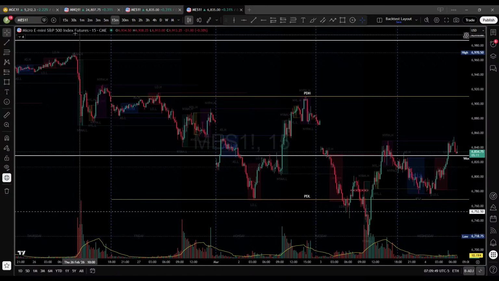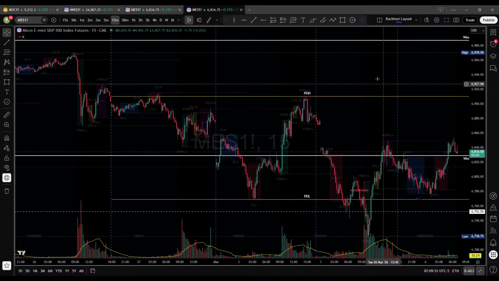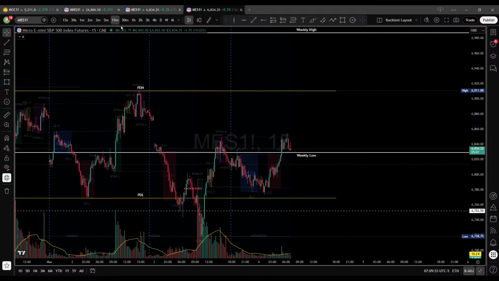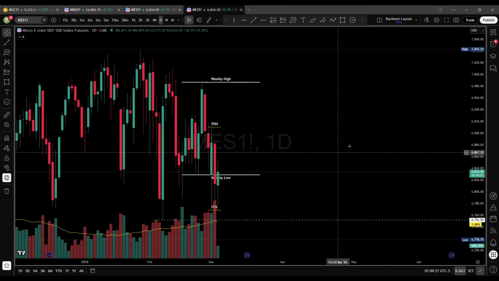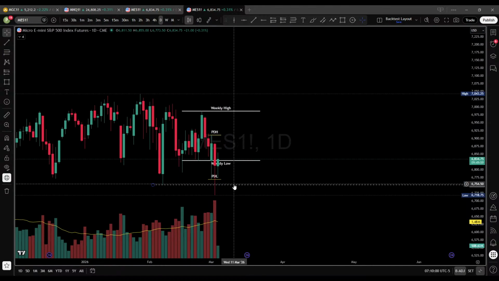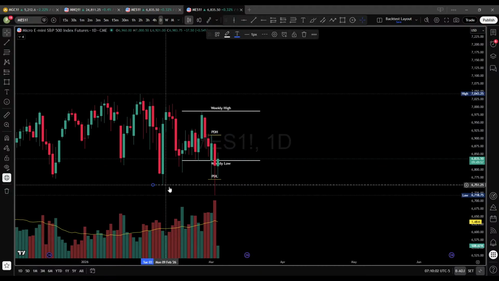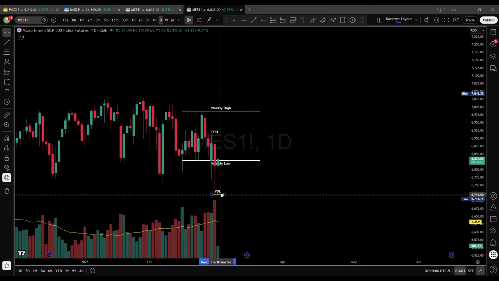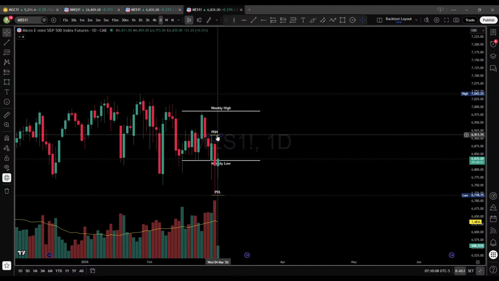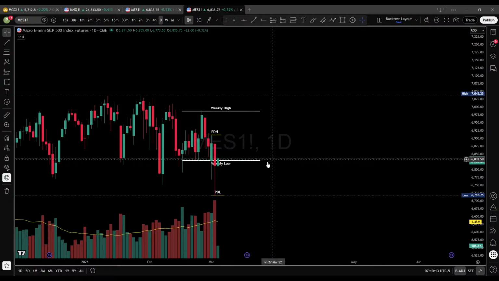NQ. Now let's do the same for MES. ES has taken out the low, whereas NQ did not. We might be looking towards that low if NQ tries to go down.